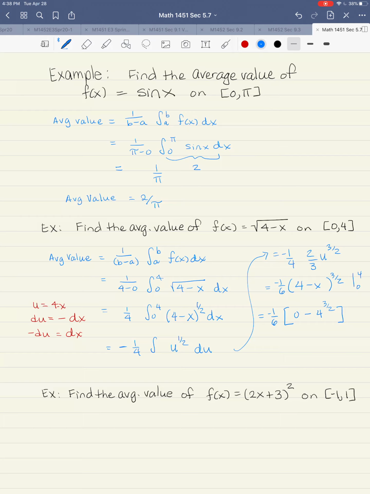Let me factor out the 1/6. When I put the 4 in there, I get 0. When I put the 0 in there, I get 4 to the 3/2. 4 to the 3/2 is the square root of 4, that's 2. 2 cubed is 8. I've got a -8 there, but a negative outside, so let's multiply the two negatives to get a positive. Positive 8/6, which is 4/3. On the average, that's a value of 4/3 in there.